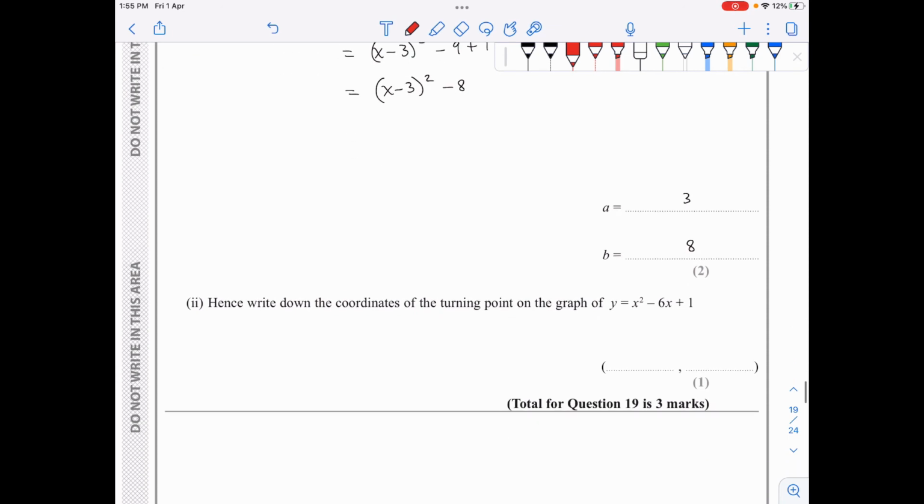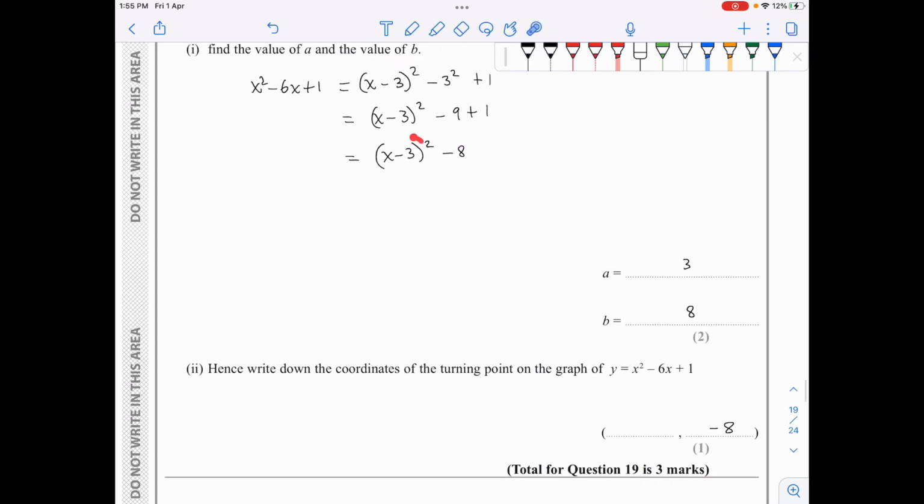And this minimum is attained when the bracket is 0, and the bracket is 0 when x is 3. So once you put it in this nice form, you see that the value here is the y value, and what makes this 0 will be the corresponding x value we are after.